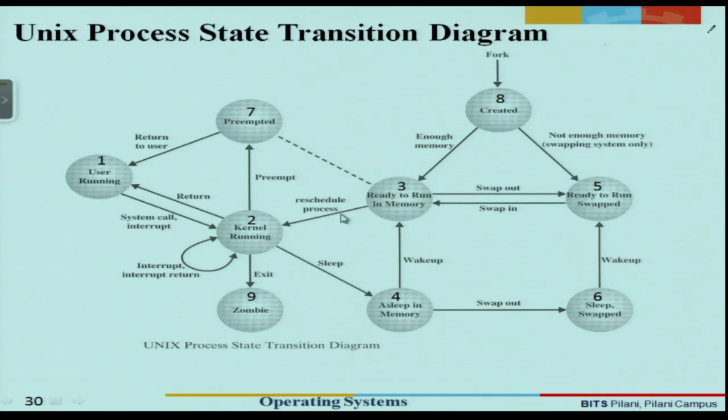If we try to see this particular transition diagram, here we find a created state which corresponds to the new state in the seven-state transition diagram. Then ready to run in memory corresponds to the ready state. Then sleep in memory corresponds to the blocked state. Then sleep swapped is blocked suspended, and ready to run swapped is ready suspended. So these are the states which we had seen in the seven-state transition diagram.